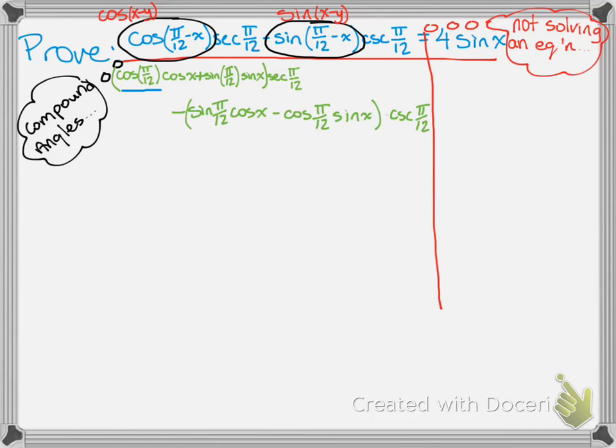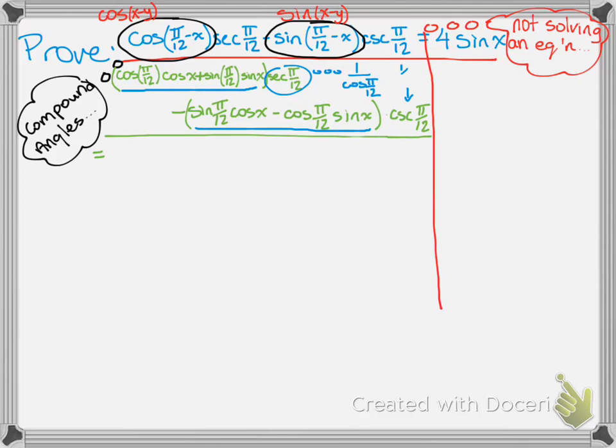So this part right here is cos(pi/12 - x), and this part right here is sin(pi/12 - x). Now I go to simplify. Well, I know that secant pi/12 is 1 over cos pi/12, and I know that cosecant is 1 over sine. So now I can start expanding into that bracket.